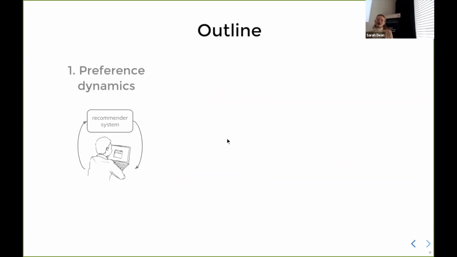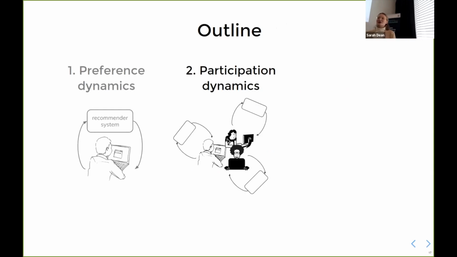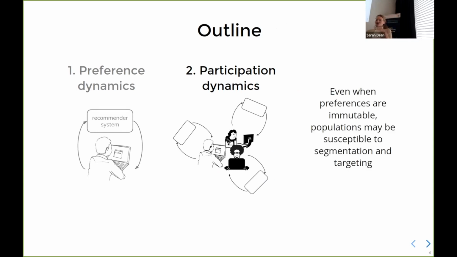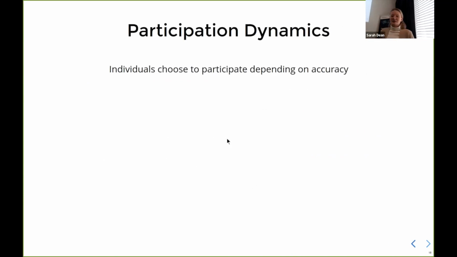But I want to move now to the second topic, which is participation dynamics. And one of the motivations for doing this is that maybe you do think that people's preferences can be changed as long as you get the right direction of vector, but maybe you actually think people aren't that simple. We have preferences, they're relatively static. Or at least if they're not static, they can't be exactly controlled by an algorithm. And I concede that point. I think that that is true in a lot of cases. So even when preferences are immutable, populations as a whole still might be susceptible to segmenting or targeting based on maybe fixed preferences. So that's the motivation for this next topic.